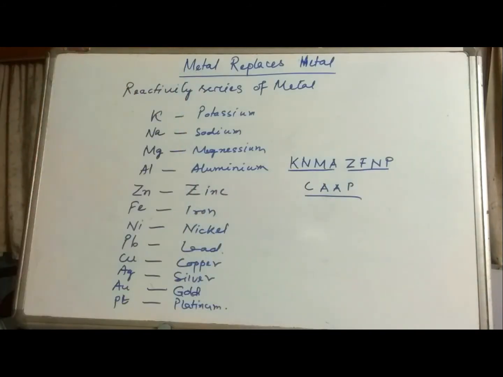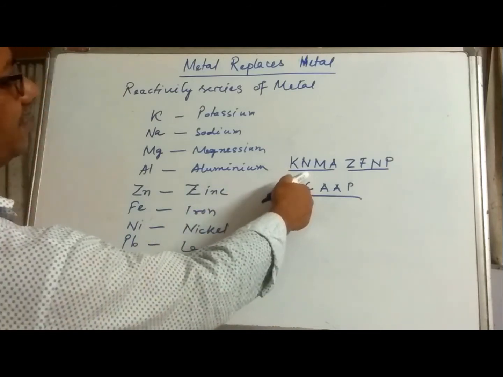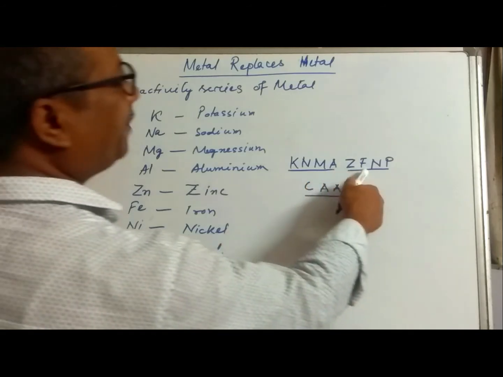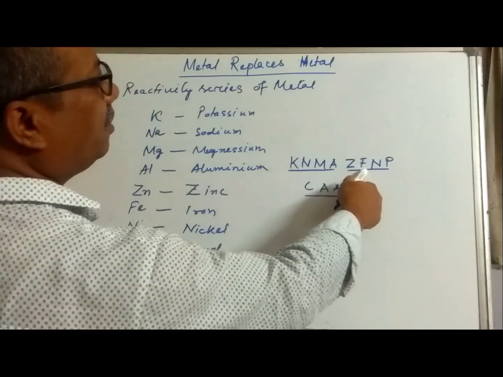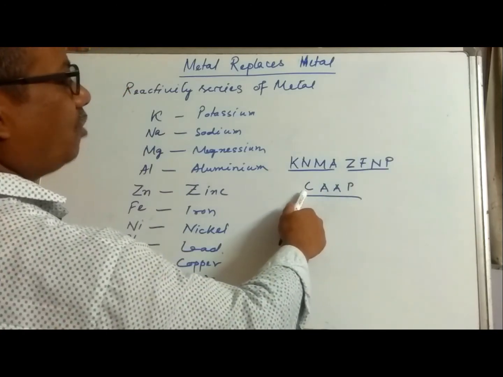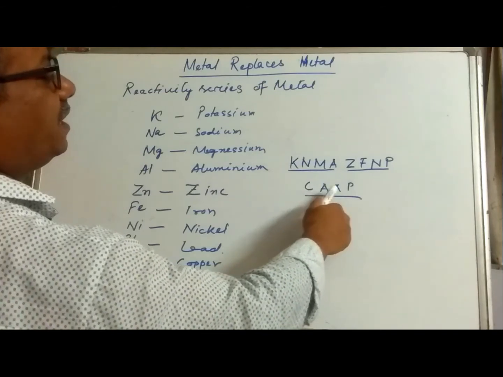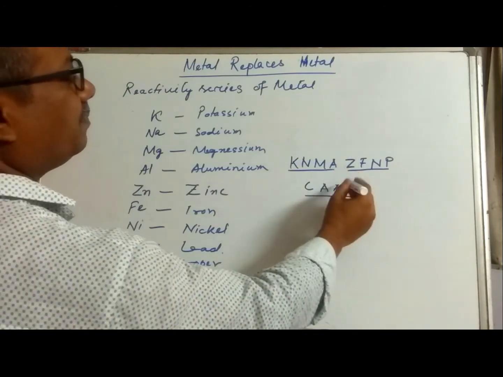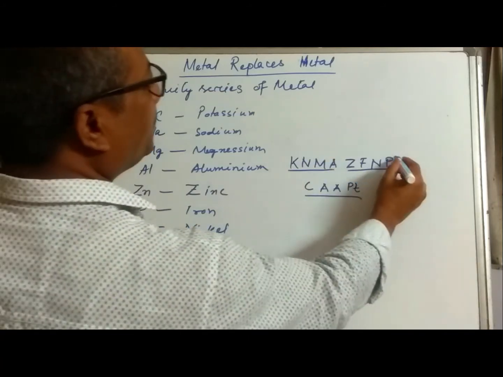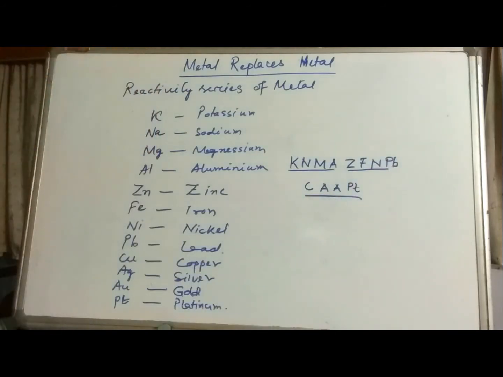reactivity series of metals: potassium, sodium, magnesium, aluminium, KNMA, ZFNP, zinc, iron, nickel, lead, not phosphorus, copper, Ag silver, Au gold, P platinum, not phosphorus. Or you can write Pt also here, Pb also here, like this. To remember the series, you can take help of this type of hints.